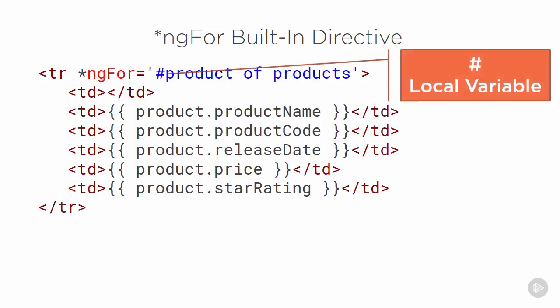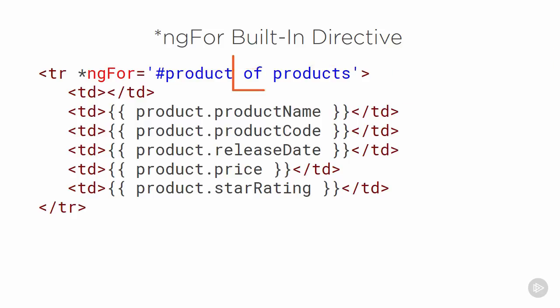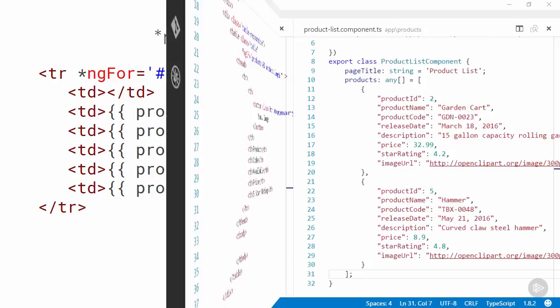Notice the hash symbol here. The hash symbol explicitly defines this variable as a local variable, used only in the template. We can reference this variable on this element, on any sibling element, or on any child element. And notice the of instead of in here. We'll talk more about that in a moment. For now, let's jump back to our demo.